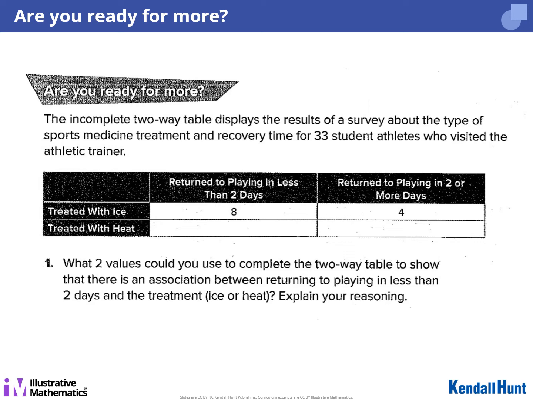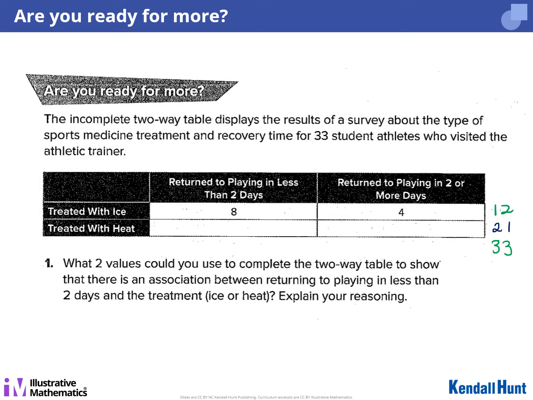Are you ready for more? This incomplete two-way table displays the results of a survey about the type of sports medicine treatment and recovery time for 33 student athletes who visited an athletic trainer. So we have 33 total students. We have 12 of them who received treatment via ice. So how many received treatment with heat? Well, 33 minus 12 is 21. So here we have 21 total students treated with heat.